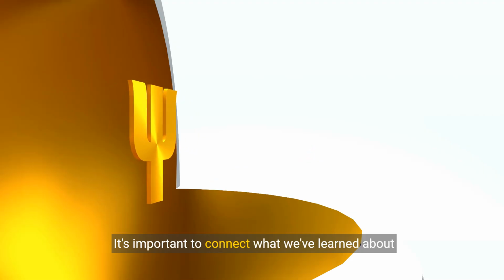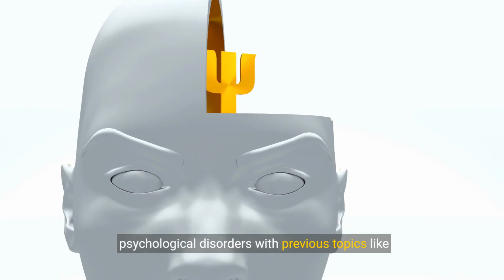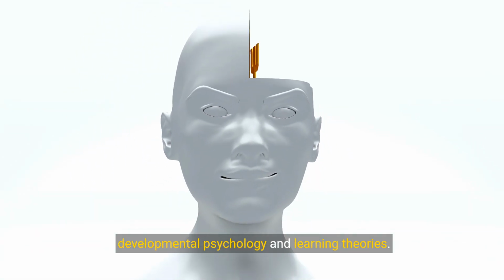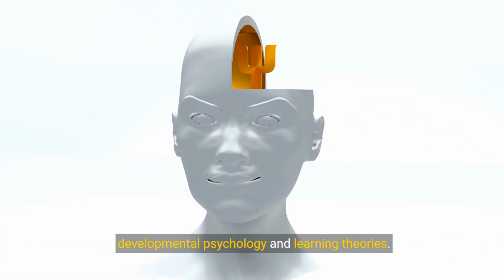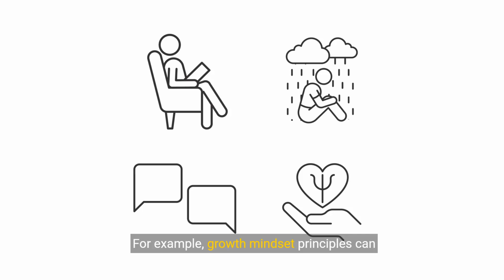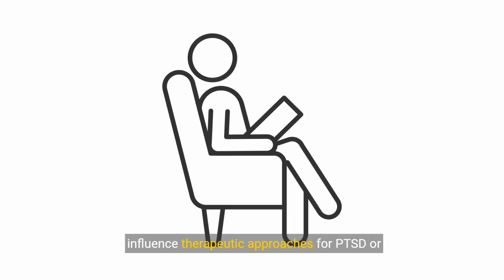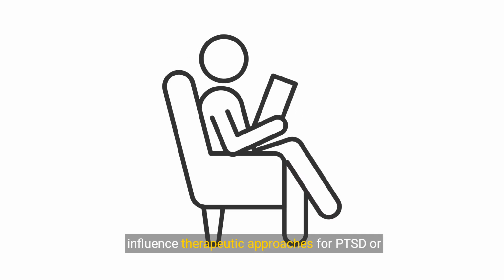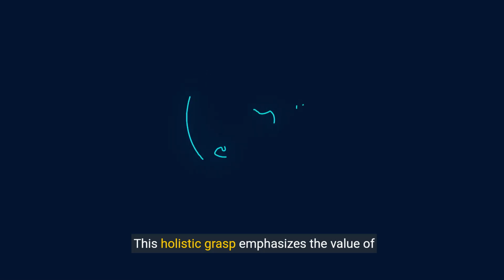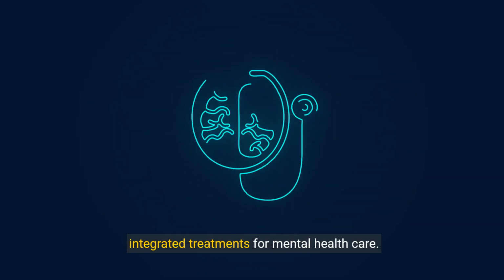It's important to connect what we've learned about psychological disorders with previous topics like developmental psychology and learning theories. These foundational ideas shape our understanding of mental health. For example, growth mindset principles can influence therapeutic approaches for PTSD or eating disorders. This holistic grasp emphasizes the value of integrated treatments for mental health care.